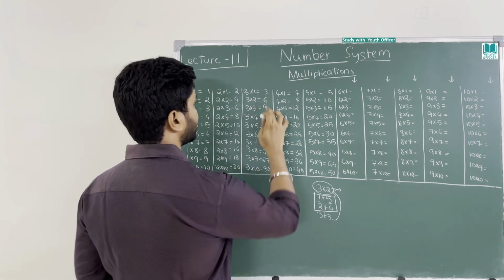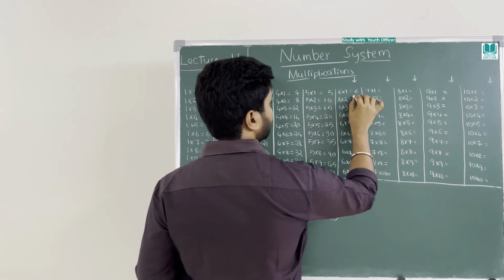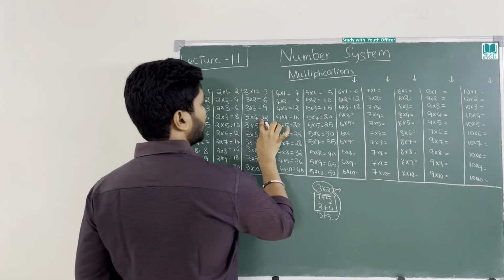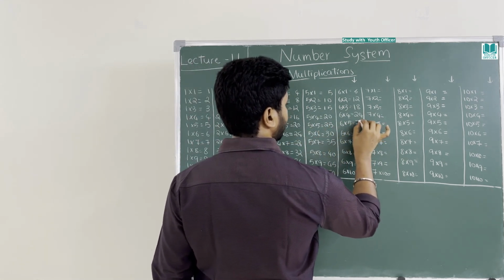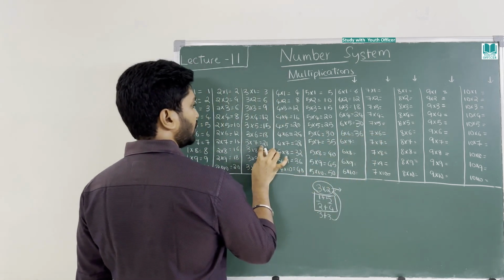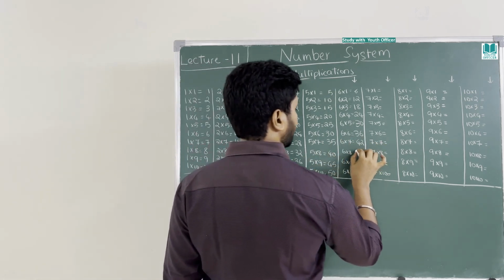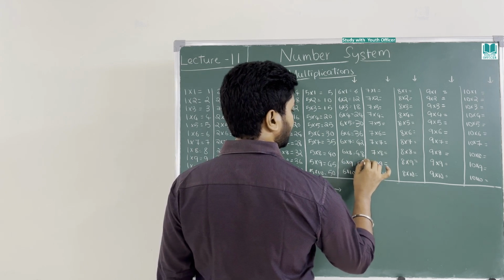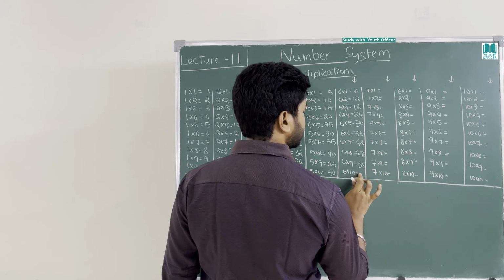3rd table 2 times. 3 2s are 6, 6 2s are 12, 9 2s are 18, 12 2s are 24, 15 2s are 30, 18 2s are 36, 21 2s are 42, 24 2s are 48, 27 2s are 54, 30 2s are 60.